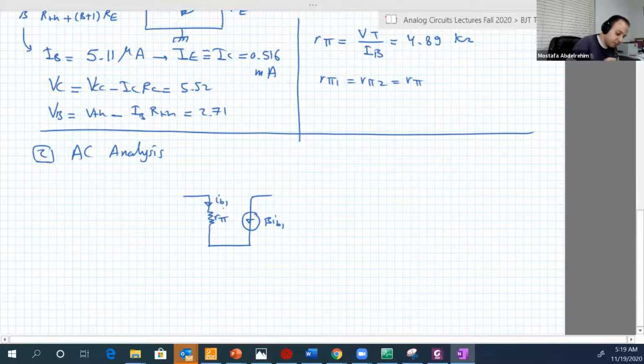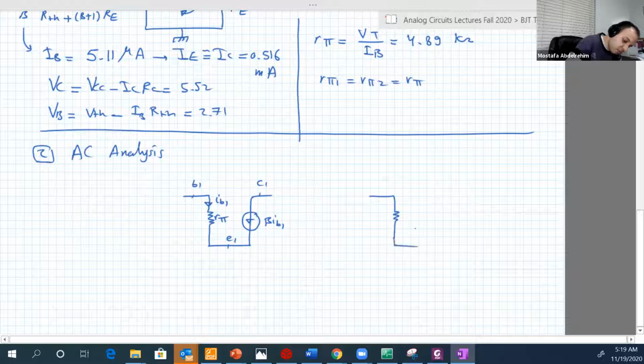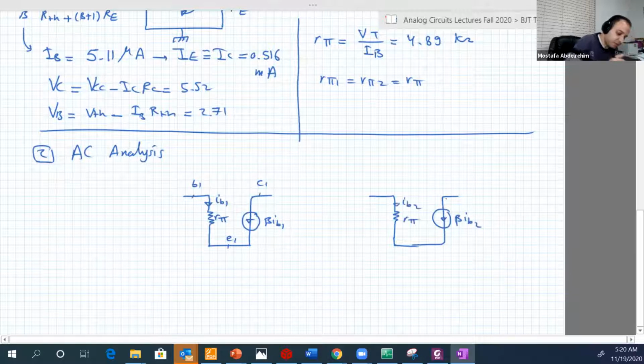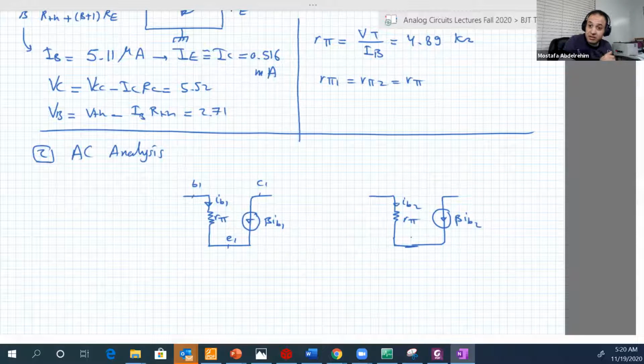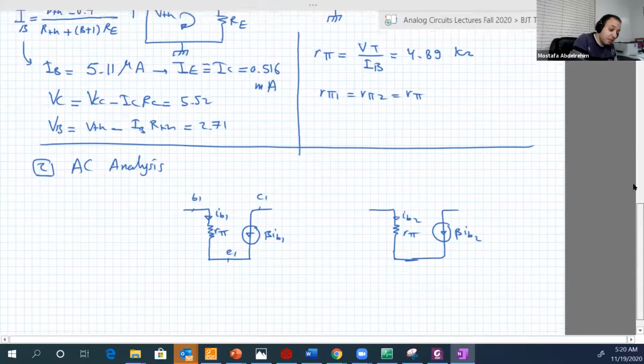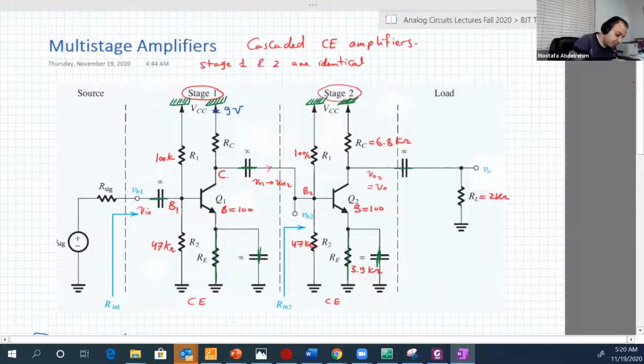Here is IB1. Here is B1, C1, E1 for transistor 1. And here is the other transistor: beta IB2, R pi, IB2. Now let's connect the other parts of the circuit. So let's start by base 1. So base 1, here is base 1.